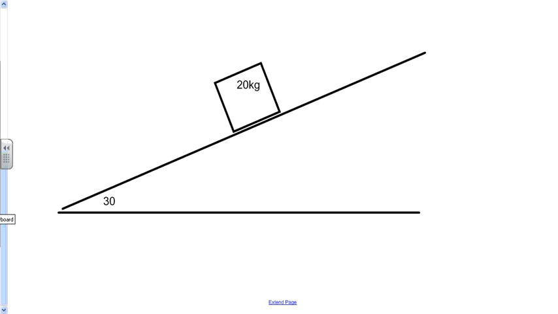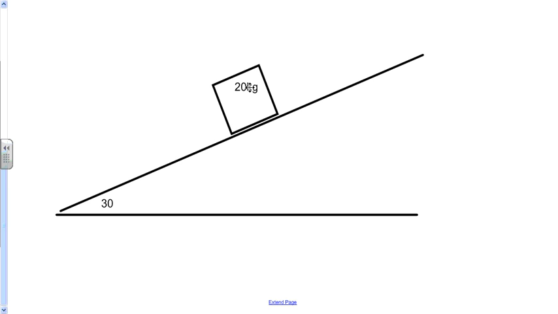So, here's a drawing of the problem. Instead of drawing the sled, I've represented the sled by the square with a mass of 20 kilograms. We also have the angle, a 30-degree angle. So what I'm going to go ahead and do is first draw a free body diagram to see where we should go from here.